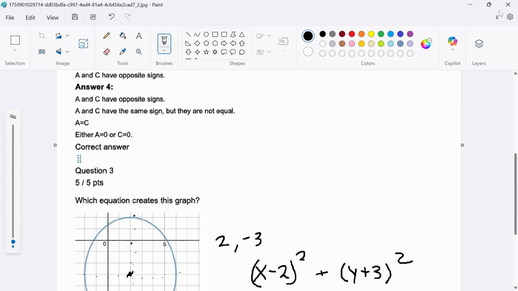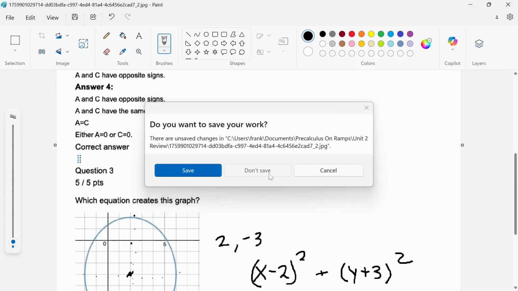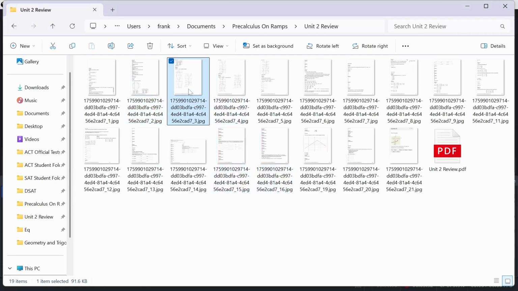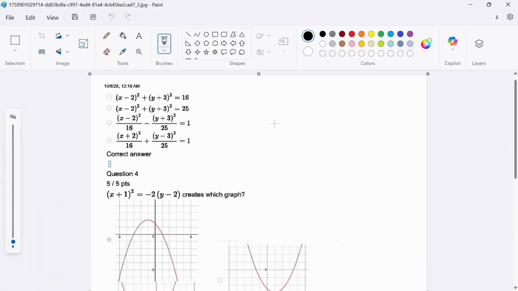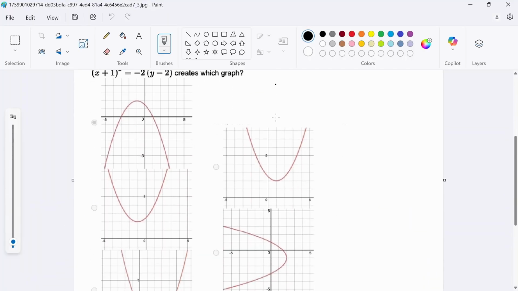That's question 3, just going through this review. I think there's 90 minutes for the review. If you really know this stuff well, you can probably complete this whole review in about 5 minutes.